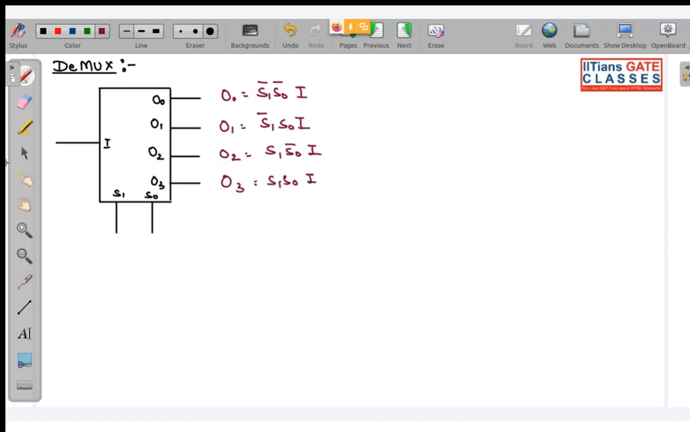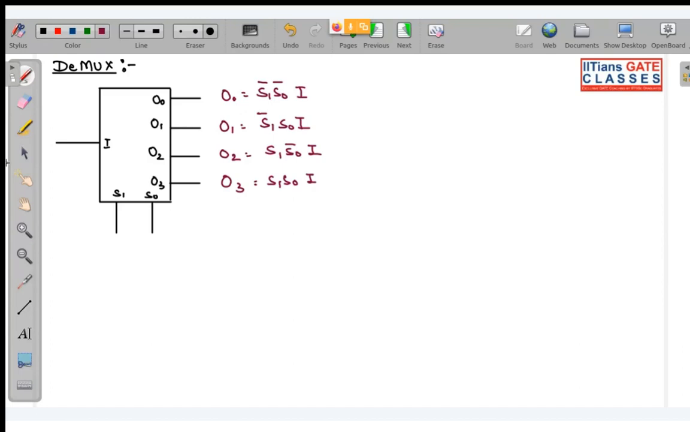Okay, so we are not going to go that much into the demultiplexer because it has not been asked that much in your examination, and even if it is asked, this will be very, very simple. Most of the time multiplexers are asked. So, any doubt in this? Can you draw the circuit diagram for this demux?